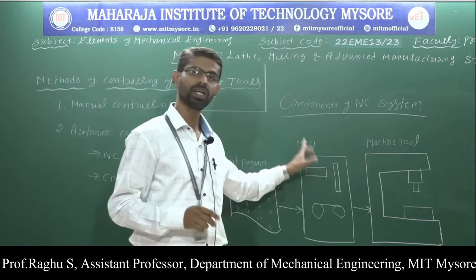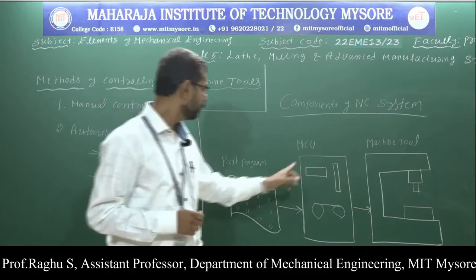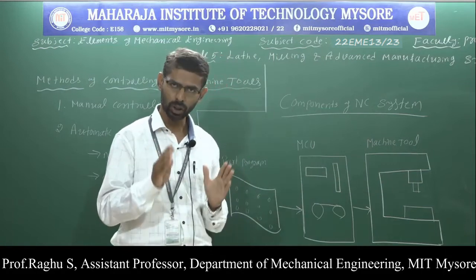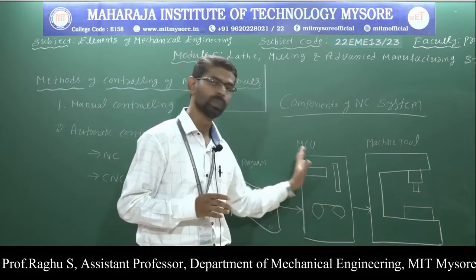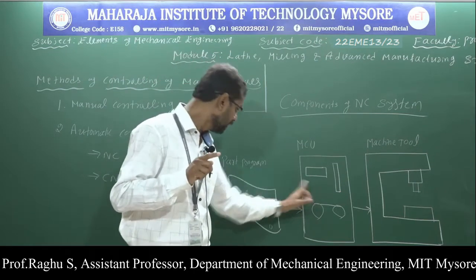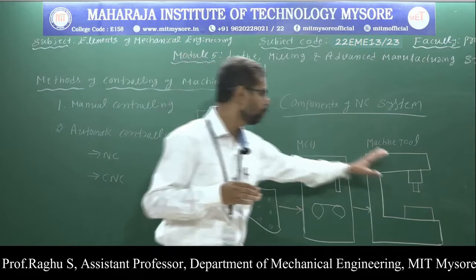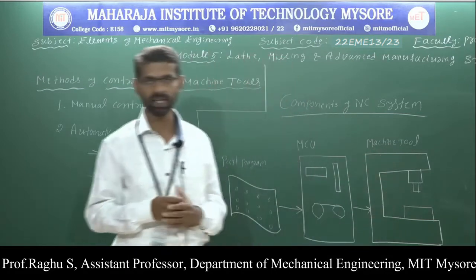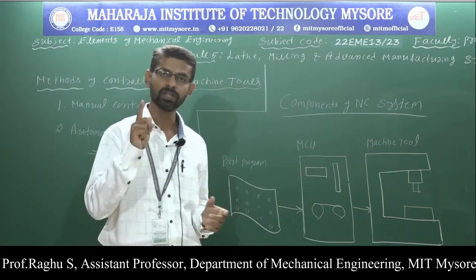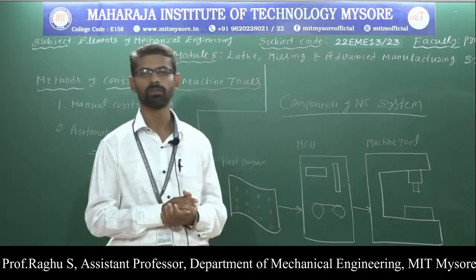Next, machine control unit is the important component of the NC system. It forms the link between part program and machine tool. The machine control unit is made up of electronic components. The function of machine control unit is that it reads the part program, interprets it, then converts the part program into mechanical actions of machine tool. Thus MCU forms the important link between part program and machine tool.